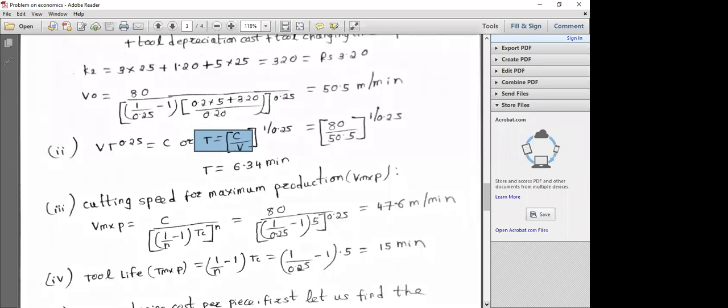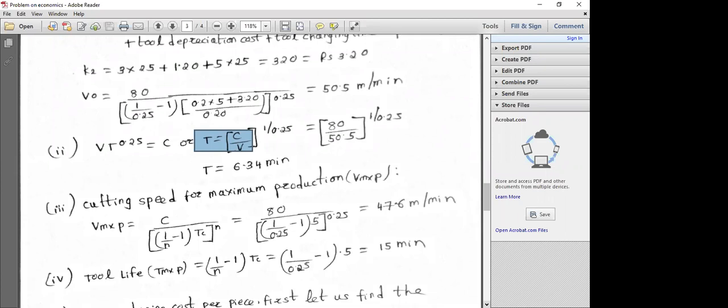For maximum production rate, you have to go for a higher cutting speed also. You try to observe the cutting speed for optimum cost, he has got 50.5, and the cutting speed for maximum production rate, you have got 47.6. You try to observe the parameters and comment, because for maximum production rate, the particular value will be less than the value for the optimum cutting speed. Here it is 50.5, here it is 47.6.